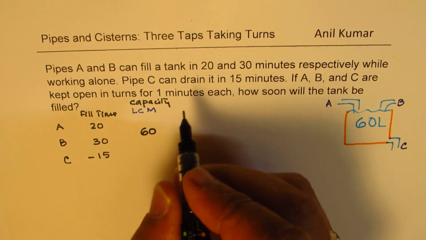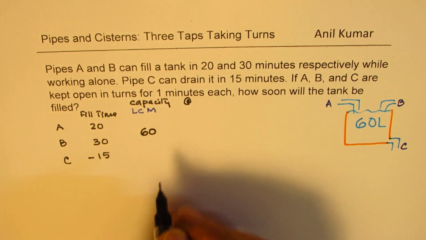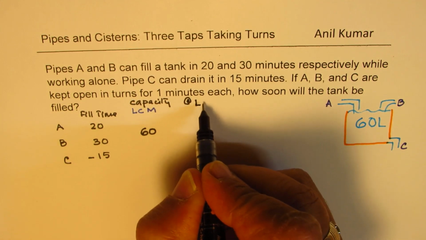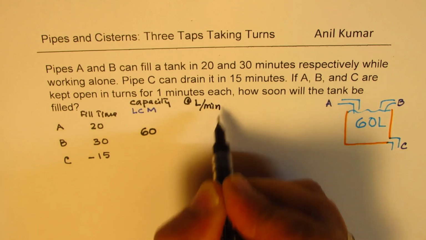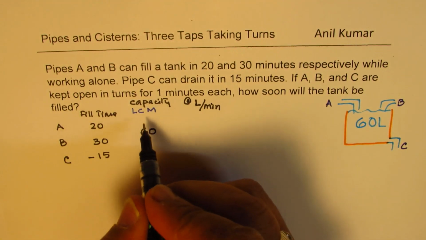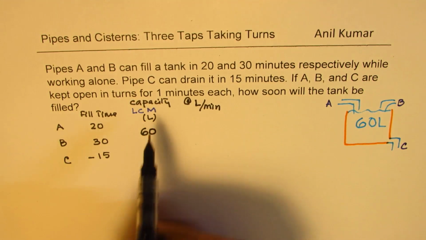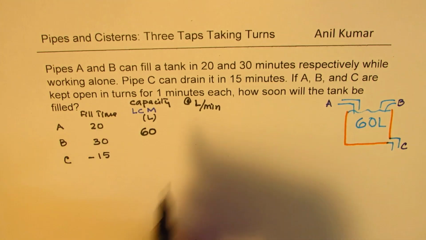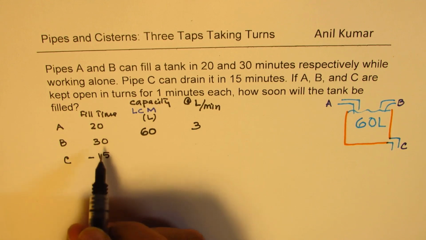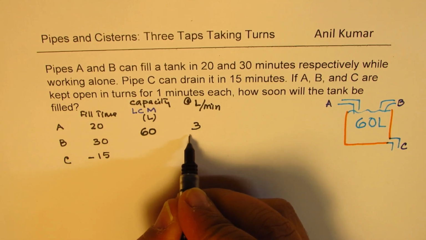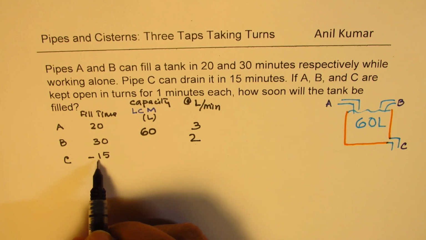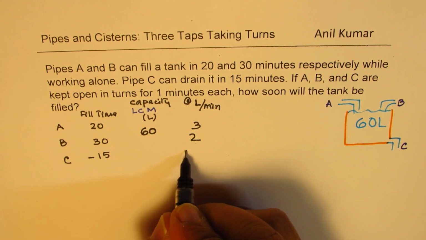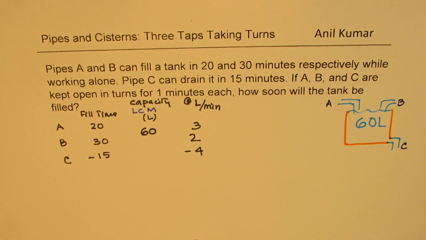Now once we have the capacity, we can now find the rate. So rate will be liters per minute for us, right? So basically that 60 liters which we have taken as capacity will be divided by 20. So when you divide this, 6 divided by 2 is 3. So we get 3 liters per minute. And if you divide by 30, you get 2 liters per minute. And if you divide by 15, you get 4 liters, but with a negative sign. So that is the rate at which the tank is being filled with these taps, right?